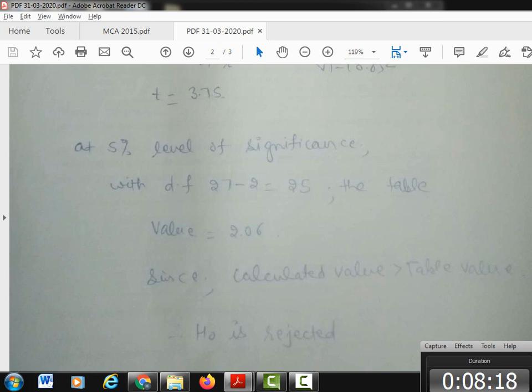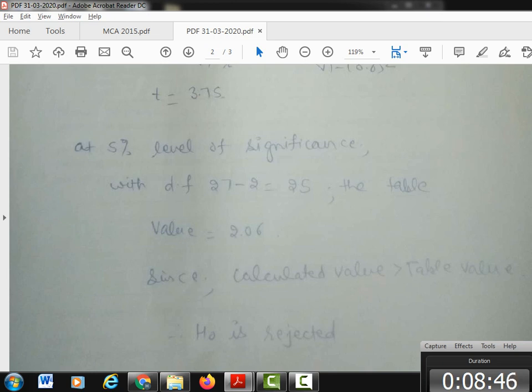Here, for correlation coefficient testing, the degrees of freedom is n minus 2. Here n is 27, so the degrees of freedom that I am going to use is 27 minus 2, that is 25. At 5% level of significance with 25 degrees of freedom, the table value is 2.06. We can verify it from our table values also.